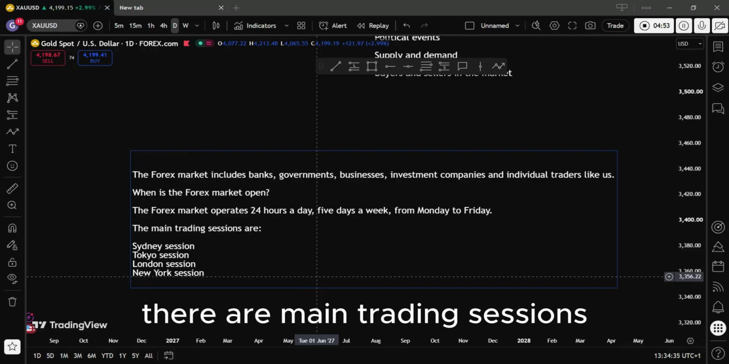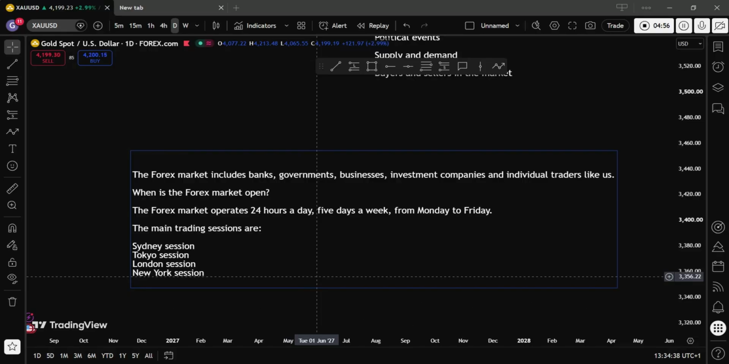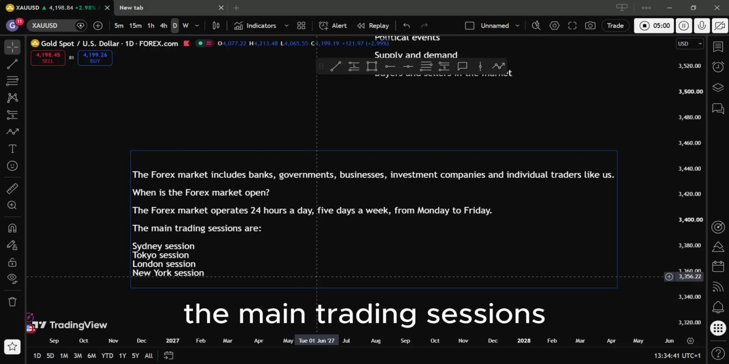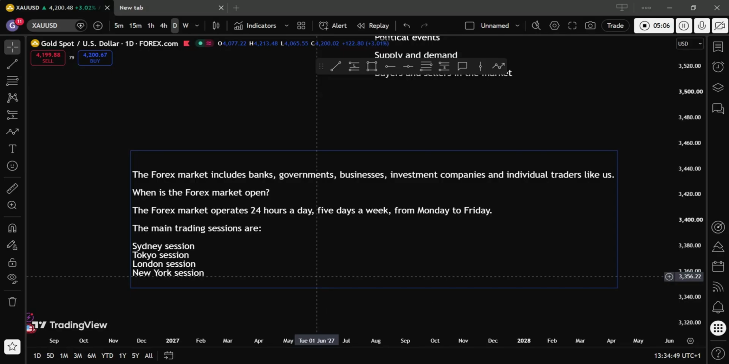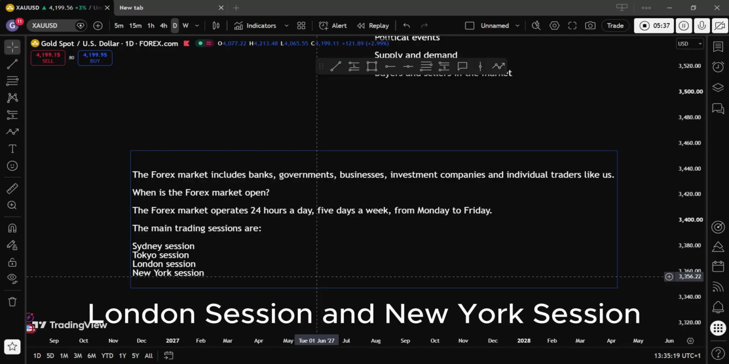There are main trading sessions. The trading sessions are the Sydney session, Tokyo session, London session, and New York session.